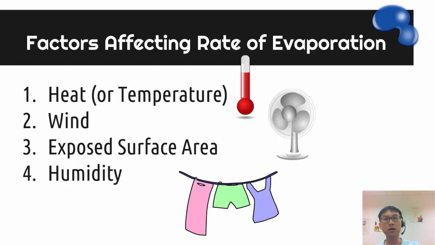Now the fourth factor, which you haven't learned, is what we call humidity. Humidity basically is the amount of water vapor in the air. Because if I have a lot of water vapor in the air, then the water molecules of the water on the table have no space to go up into the air. And so the rate of evaporation will be slower.